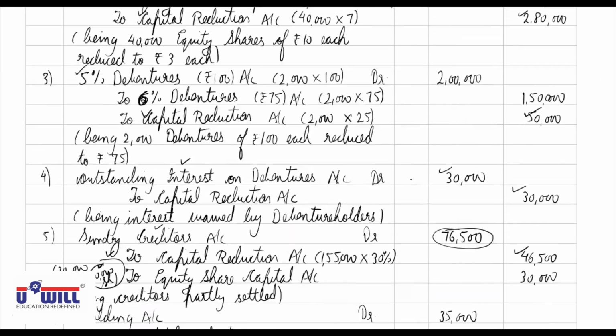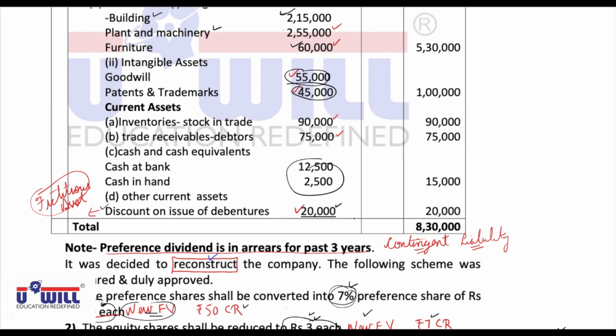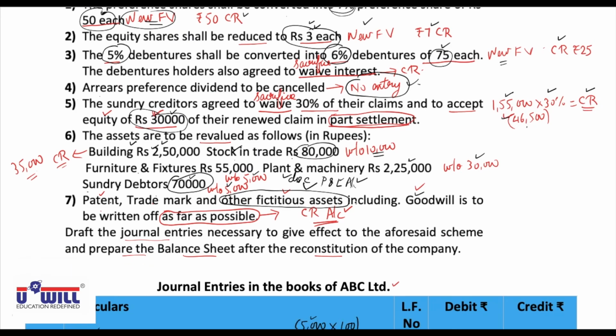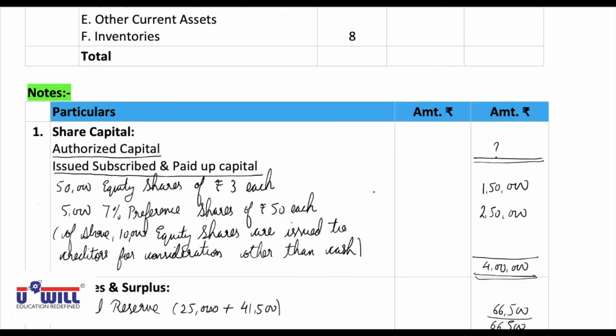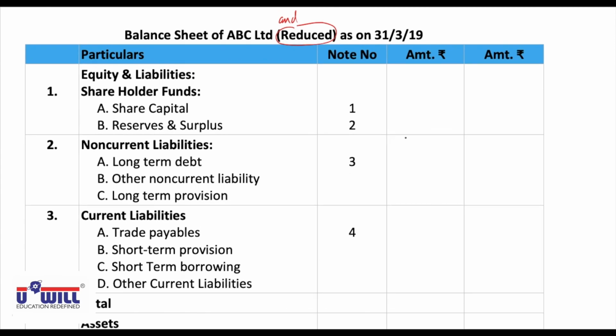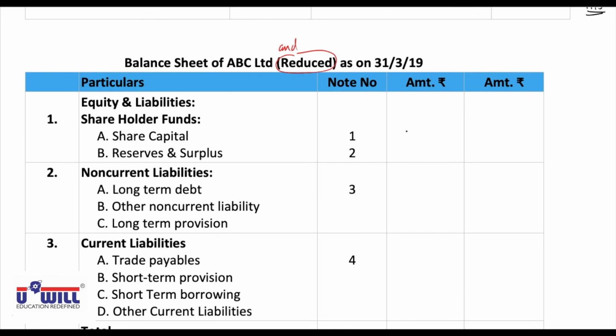Other than that, discount on debentures is completely written off in the balance sheet. No other assets remain. And from the liability side also the P&L account is completely written off. All other things are accounted in the balance sheet. Now the blank format that you had made, we will finish it. So share capital from note 1 we get what amount? 4 lakhs.